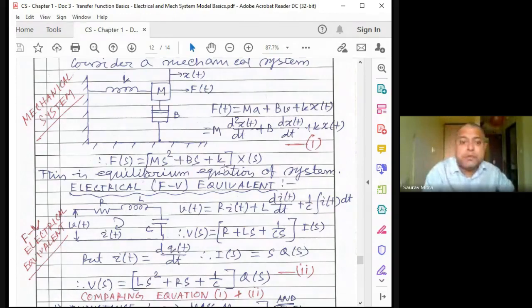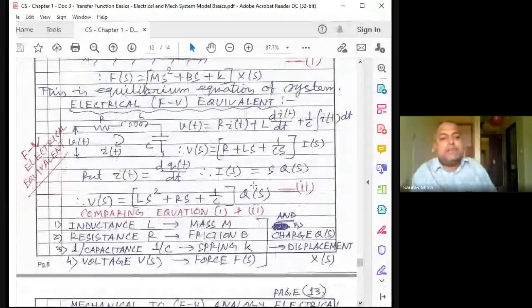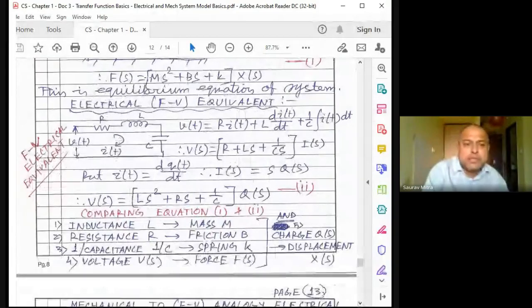I'll repeat again, if you have pen and paper, you can write it down. Output is X(s), that is the displacement. Input is F(s), which is nothing but force. The mechanical system transfer function will be output upon input, that is X(s) divided by F(s), equal to 1 by ms square plus bs plus k. Now ms square plus bs plus k equal to 0 will be the characteristic equation of the system. The same thing you find in the electrical system. I think this circuit is very well known to you. So remember, the mechanical system transfer function is X by F equal to 1 upon ms square plus bs plus k.